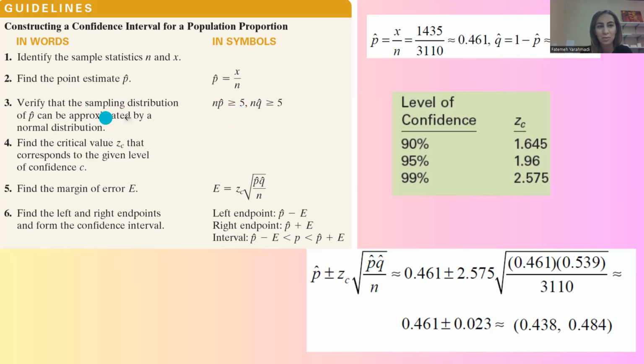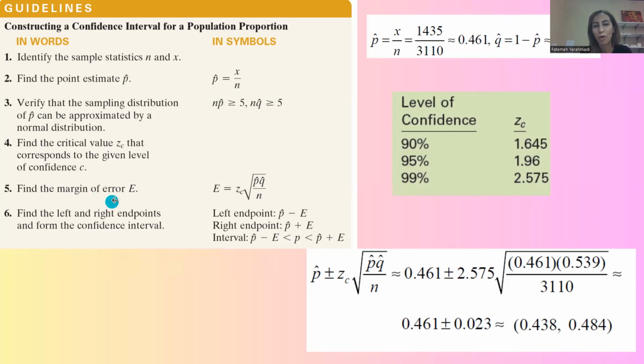Why are we doing that? Because we want to make sure we can approximate this using normal distribution. When you're using normal distribution, you're allowed to use critical values from Z. You also can multiply N and Q hat to make sure it is always larger than or equal to 5. In the next step, you need to find the critical value. For 99% confidence level, the critical value is 2.575.